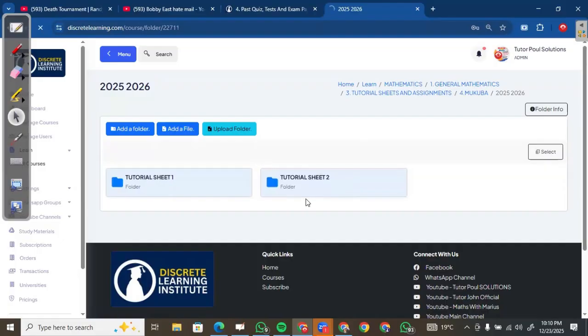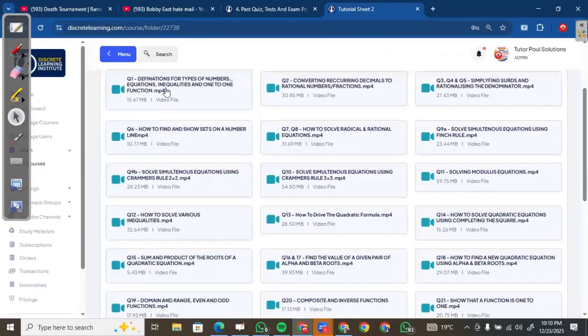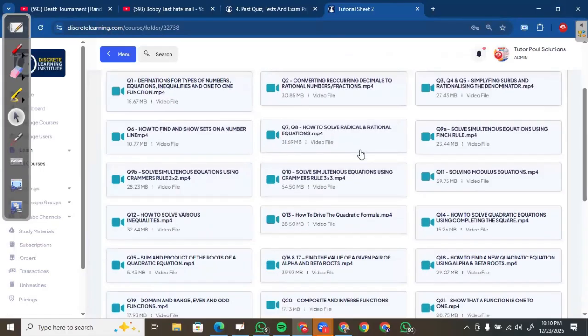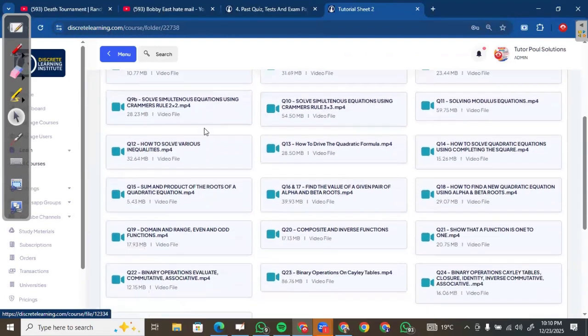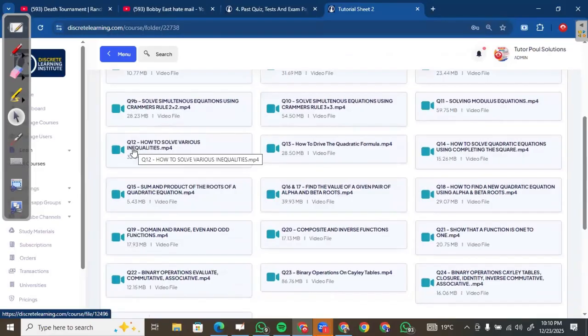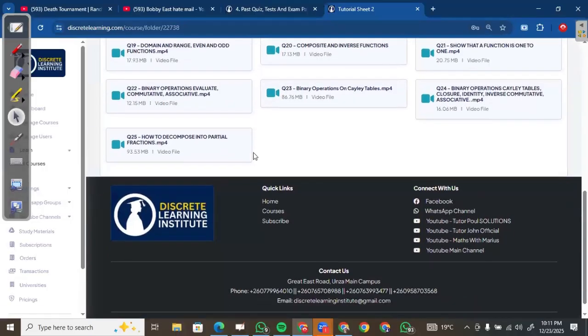So if I open this same tutorial sheet 2, you are going to see question one, all of them. I've arranged them in a very ordered way, and I'm naming them by what you're going to find in that video. For example, question 11, we are solving modulus equations. That was question 12 in the tutorial sheet, how to solve various inequalities. You can watch this video at your own time and learn how to complete the square. All these videos are there, all the way to 25, where you are decomposing partial fractions. Binary operations, the videos are there.